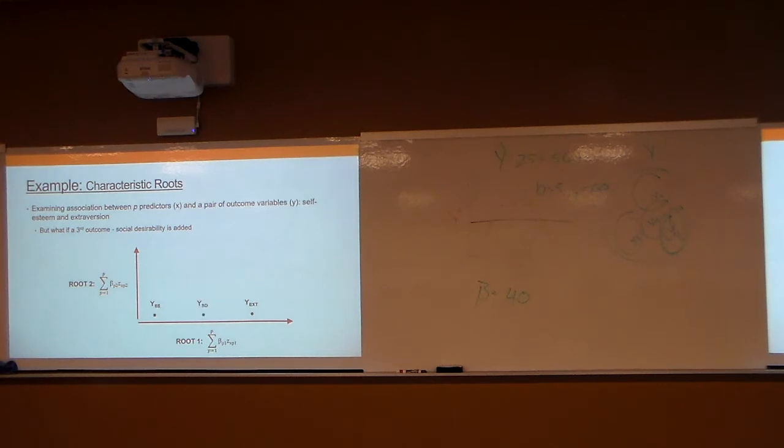Sean, what if the location of social desirability changes in my equation? And what if social desirability isn't here? What if it's right there? Do I need a second root? Probably just use root number one.